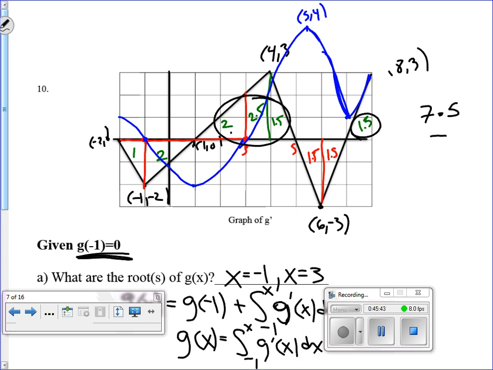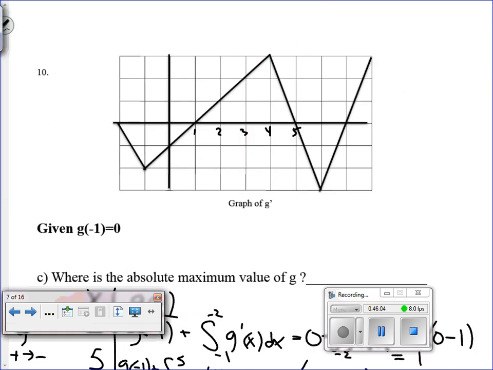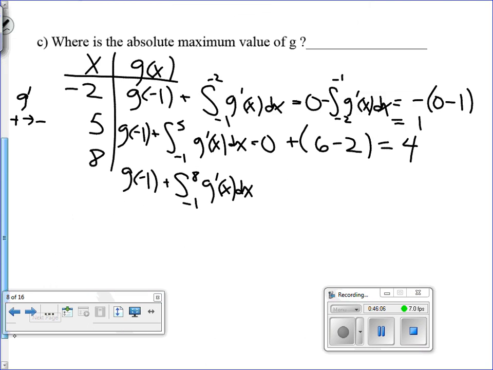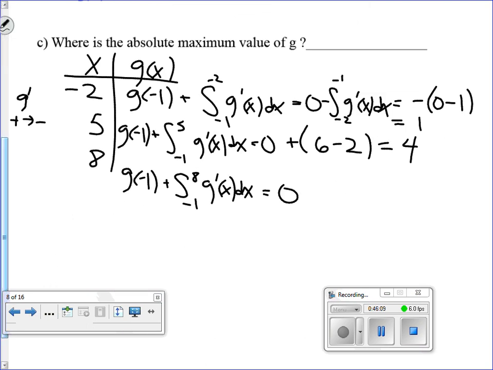And this was between negative 1 and 8. So here we have 2 below, right? And over here we have another 3. So we have a total of 5 below. So the definite integral from negative 1 to 8 would be 7.5 minus 5, which would be 2.5. Area above, which is 7.5, minus area below, which we said was 5. And this is going to equal 2.5.